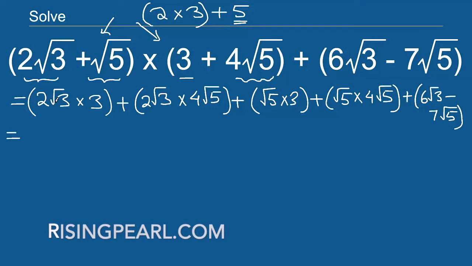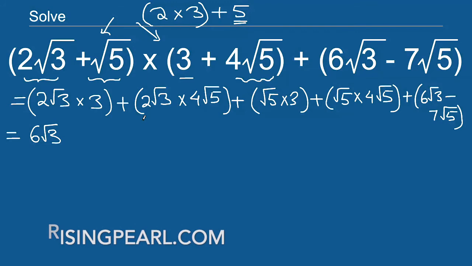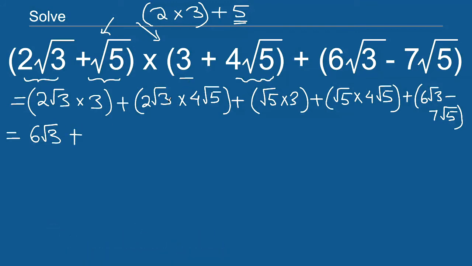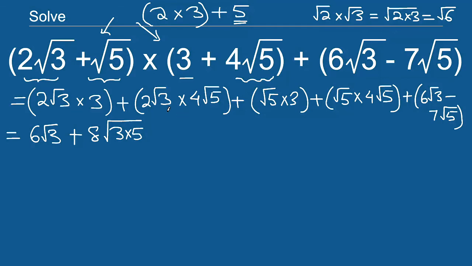So when we multiply like this, what is the result? So here we multiply 2 times 3. So this will be 6 square root of 3. Right? What do we get here? Plus. So here we multiply 2 and 4. 2 times 4 is 8. Times we multiply 3 times 5 inside of the square root. Because remember that square root 2 times square root 3, for example, is nothing but square root of 2 times 3 or square root 6. So this is what we are applying here. So this is the second term.